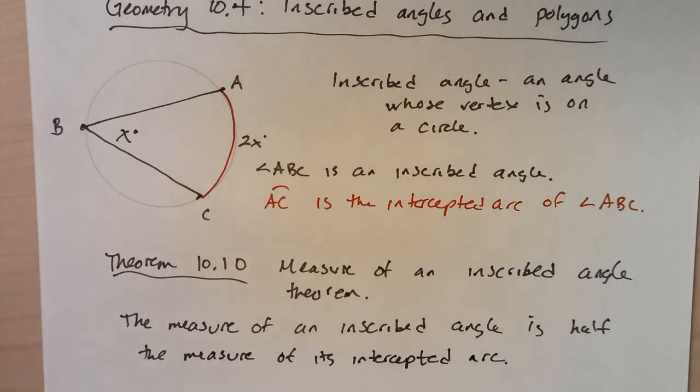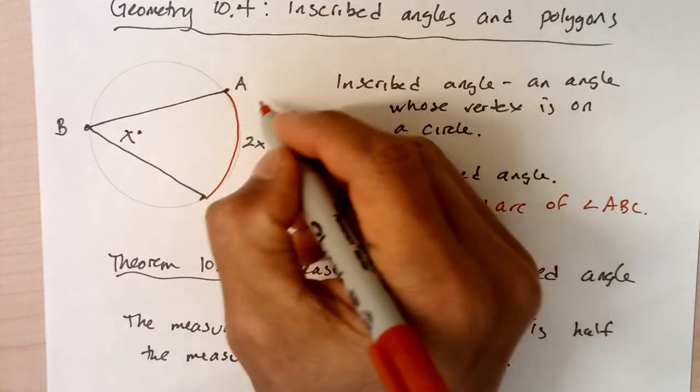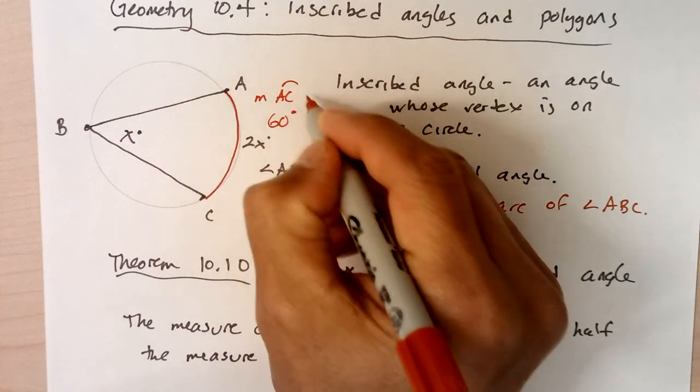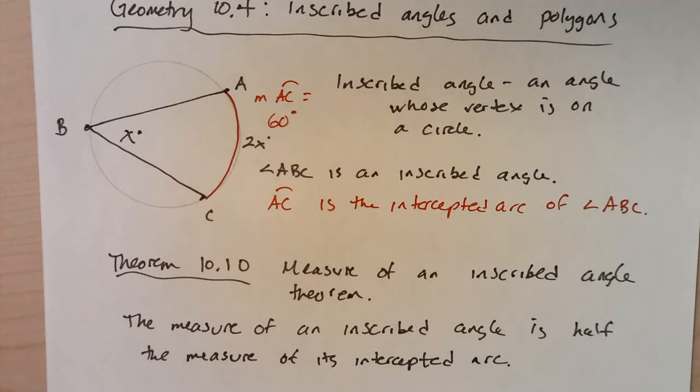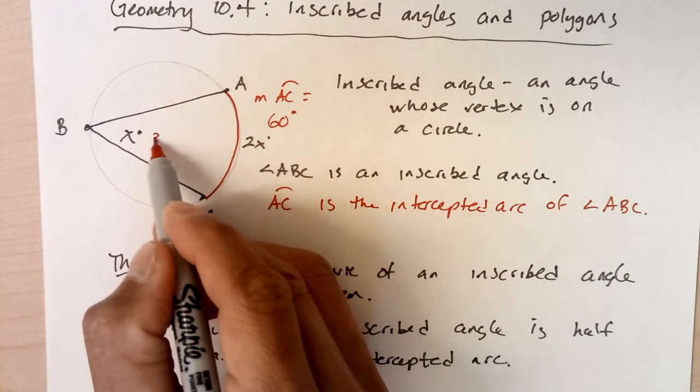So in the diagram, I said the measure of the intercepted arc is twice the measure of the inscribed angle, which it is, but in terms of the theorem, the way that it's written out is the measure of the inscribed angle is half the measure of its intercepted arc. So let's just say we know the measure of the arc, say that's 60 degrees for the measure of arc AC, and then the inscribed angle that intercepts that arc is angle ABC, so the measure of angle ABC would be half that, or 30 degrees.